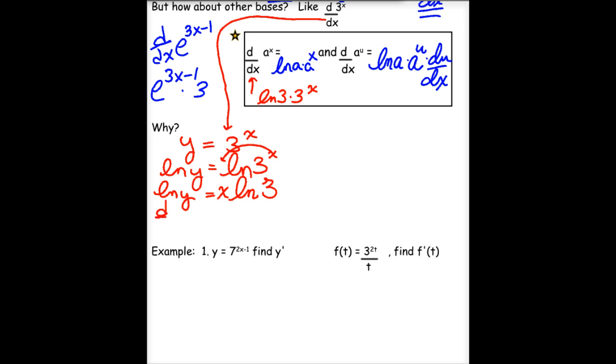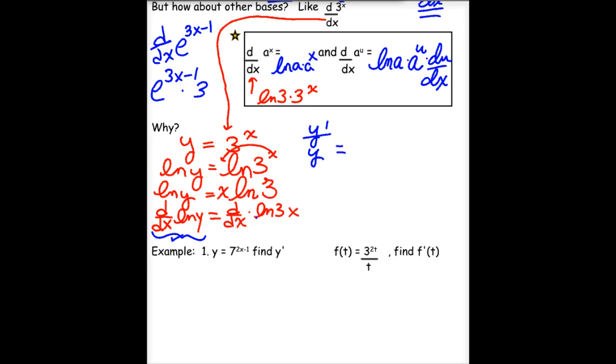I'm going to take the derivative with respect to x of the left-hand side, which would have to equal the derivative with respect to x of the right-hand side. And the right-hand side is ln 3 times x. We've done this one quite a bit, that the derivative of ln y is 1 over y times y prime, or equivalently, y prime over y. Boom. Just like the derivative with respect to x of ln x is 1 over x, when I have a function of x, remember it's 1 over that times its derivative. So I've got y prime over y.